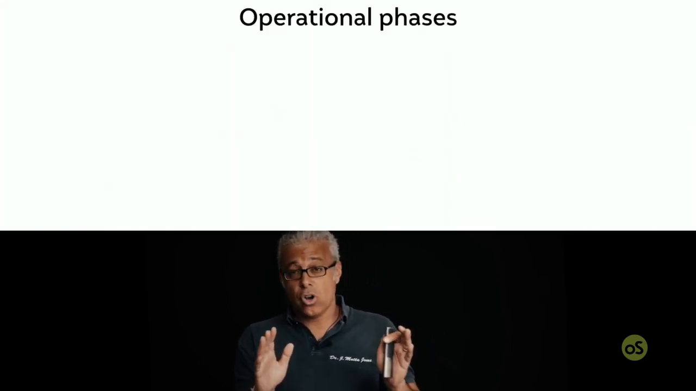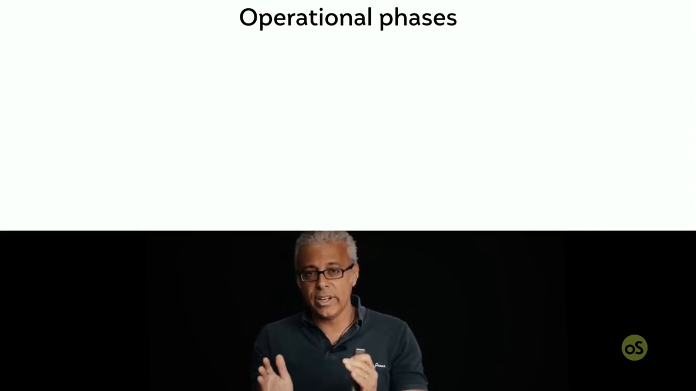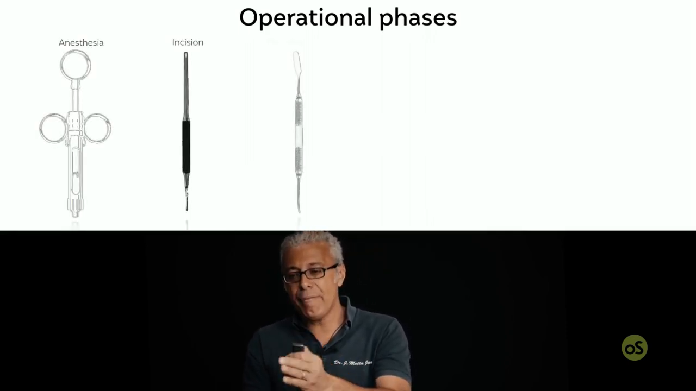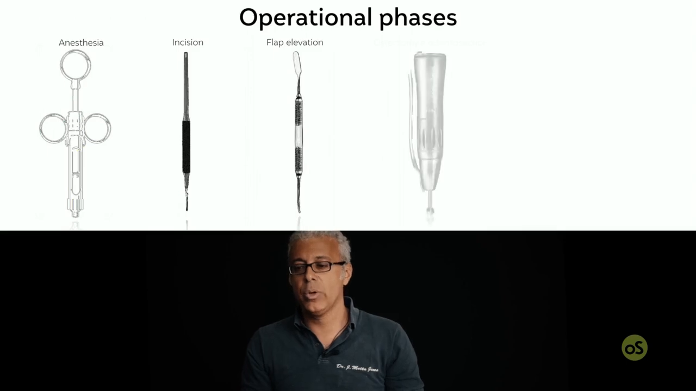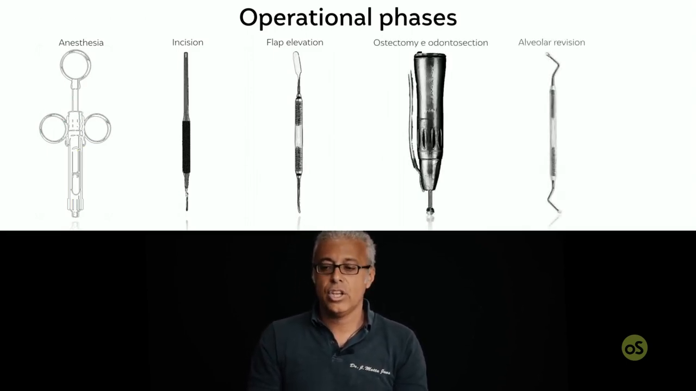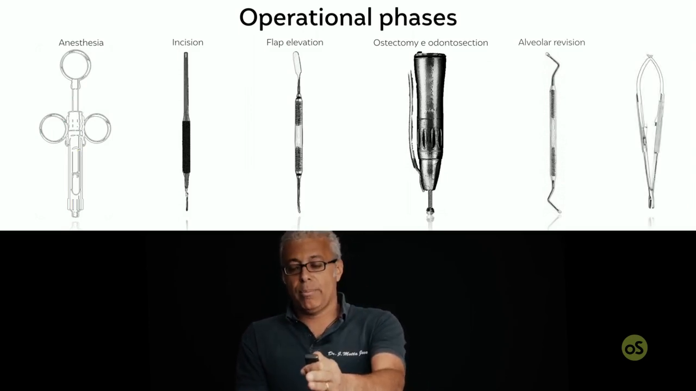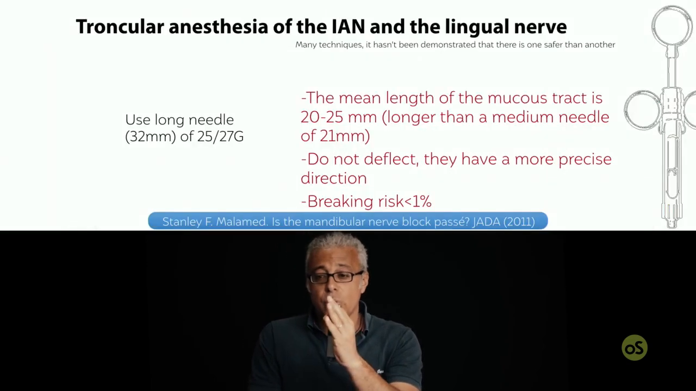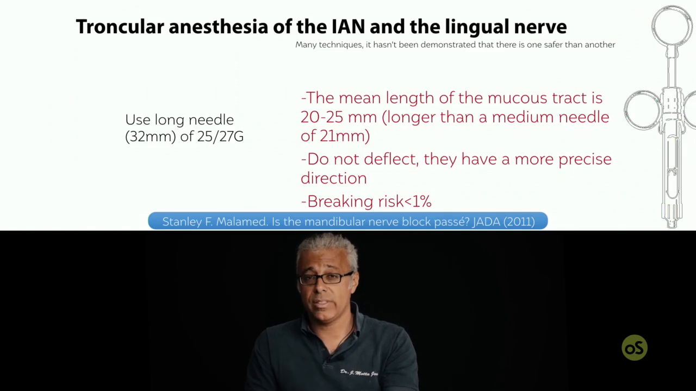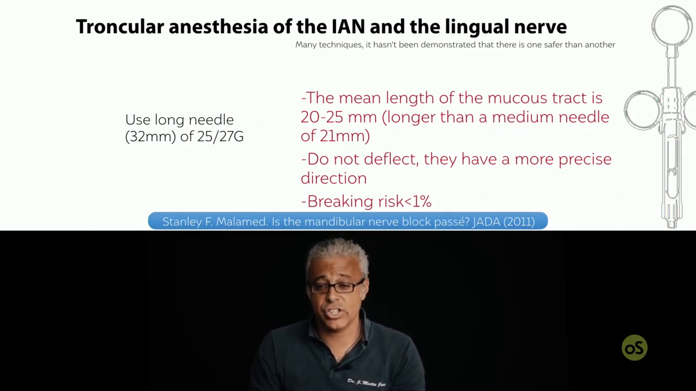So now let's focus on the operational phases where we can try to avoid nerve damage. And we see that this can happen in every phase of our surgery. We will look in detail at these phases. We are going to have a problem with the anesthesia, with the incision, with the flap elevation, with the bony section, with the socket curette, and in the stitches.